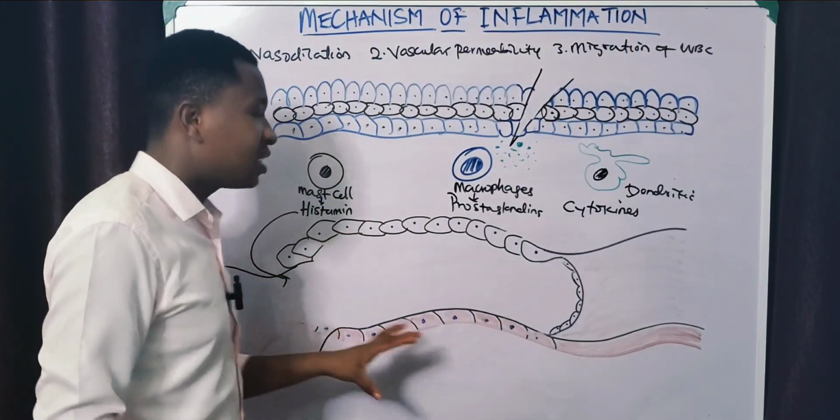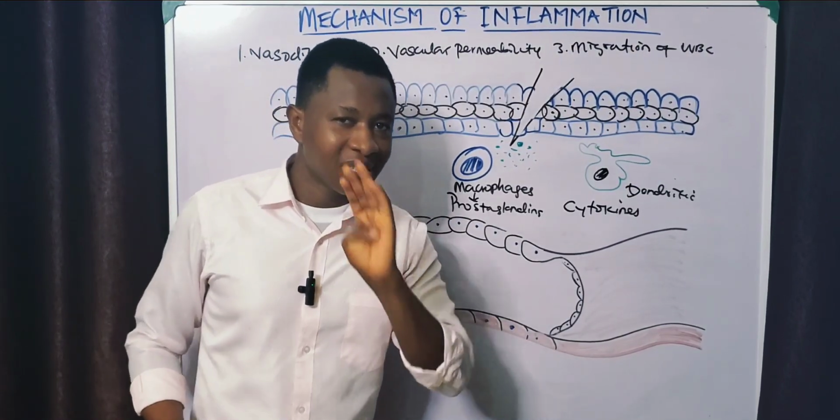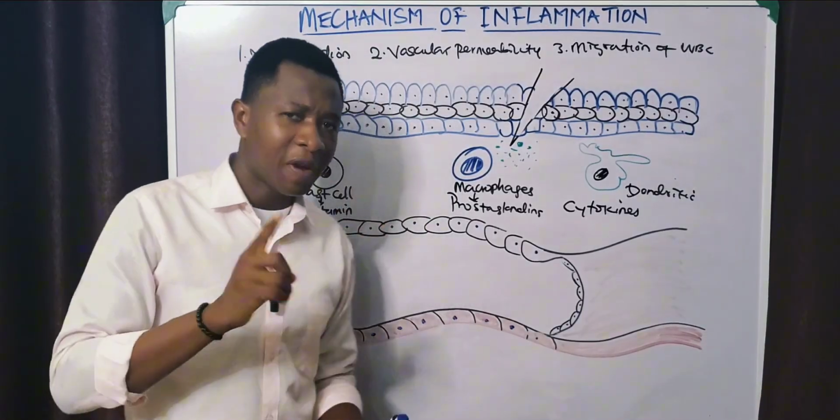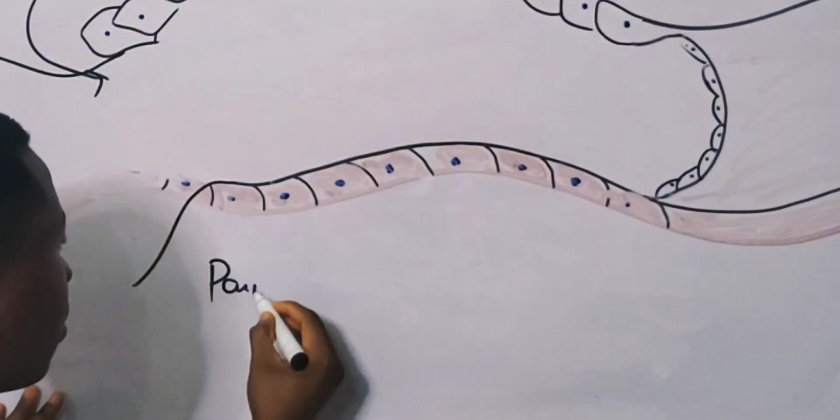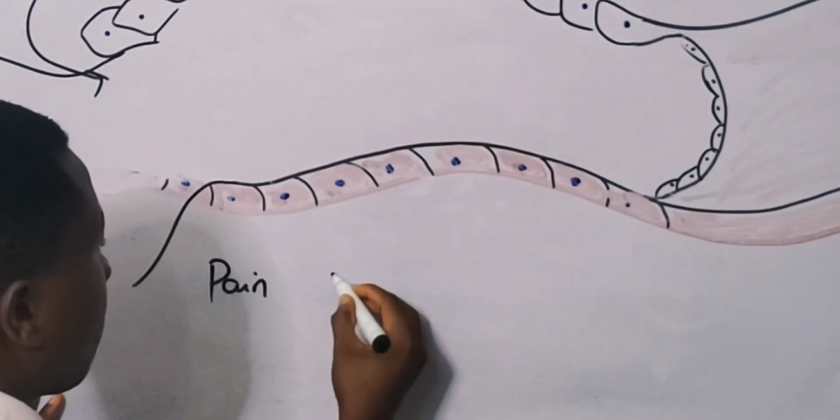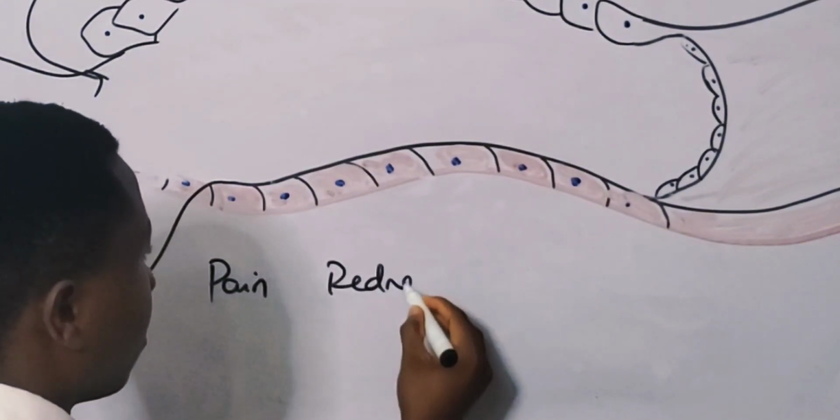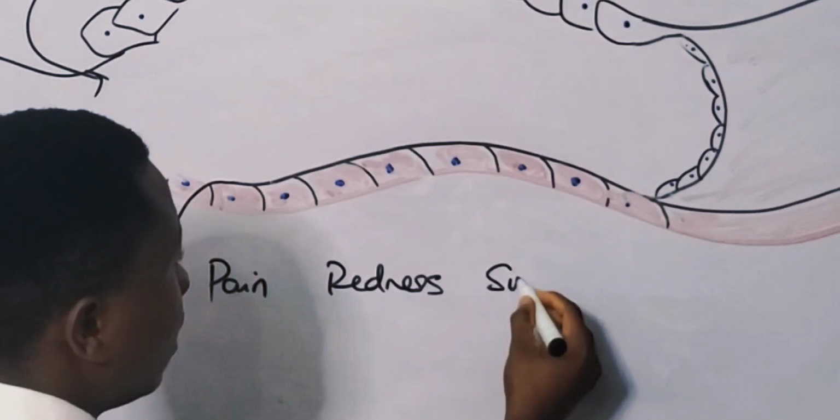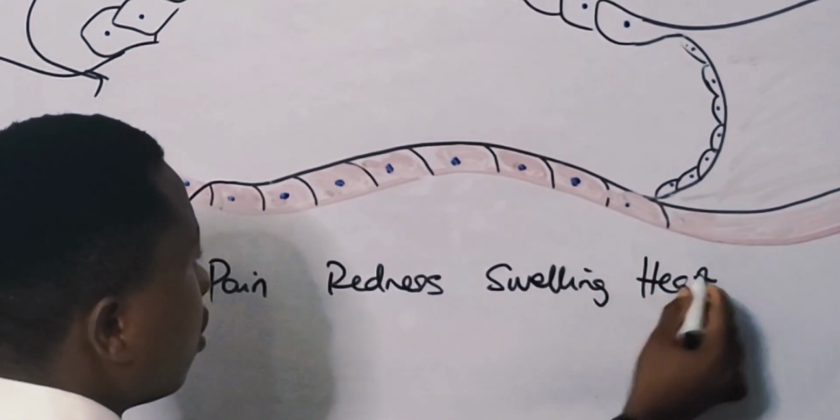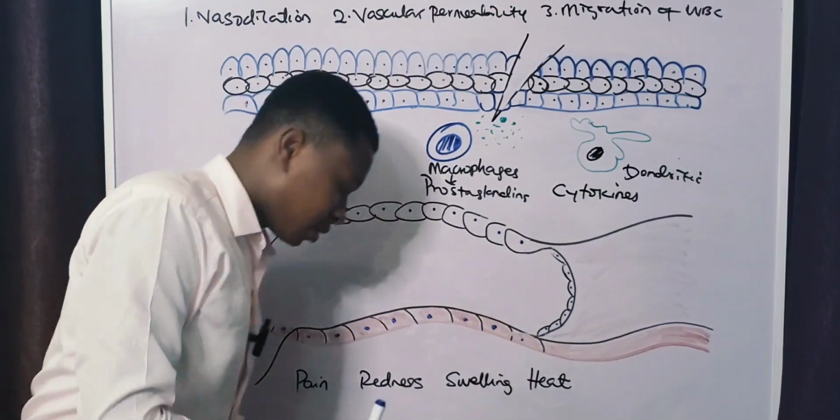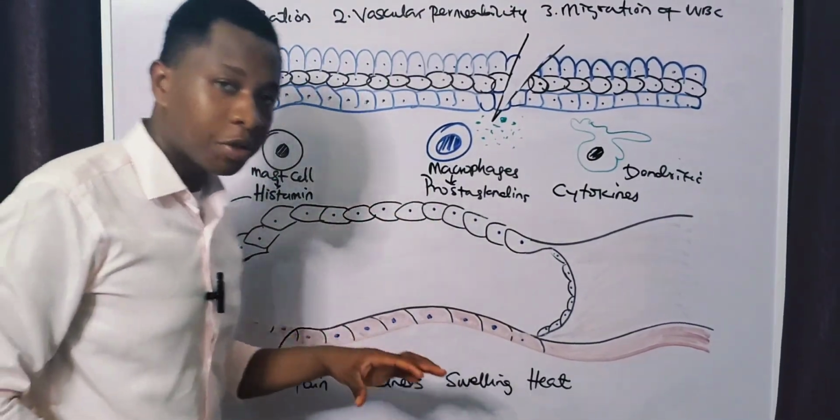Now, all these activities are characterized by four signs. So there are four basic signs of inflammation. We have signs like pain, redness, swelling, and heat. So these are the four basic signs of inflammation.